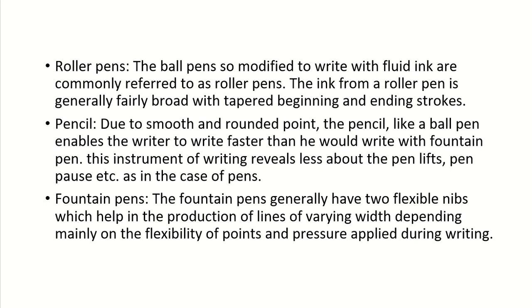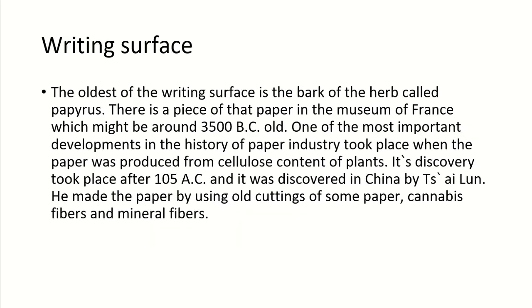Pencil, just like a ball pen, has a rounded point. It is smooth so that it enables the writer to write faster. But the pencil reveals less about the pen lifts, pauses, etc. Fountain pens have two flexible nibs. That is why the lines vary in depth based on the pressure applied during writing or the flexibility of the points. Now the writing surface.